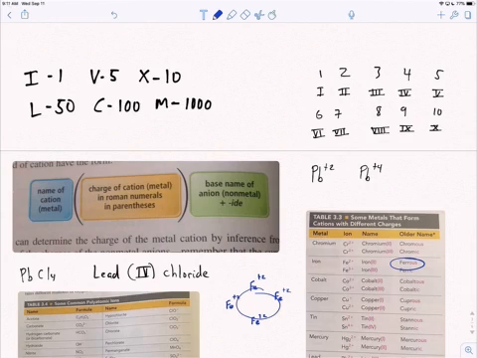We typically don't use Roman numerals in general, except sometimes you see them on the side of buildings. Like if you see MMXIII, that means the building was built in 2013. We tend to use Arabic numerals, which is our 1, 2, 3, 4, 5, 6, 7, 8, 9, 10. Those are Arabic numerals.